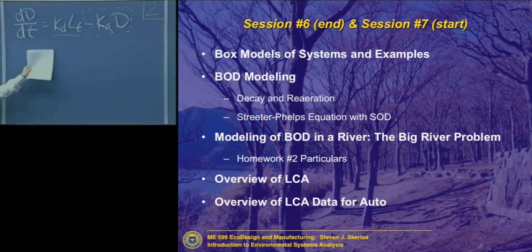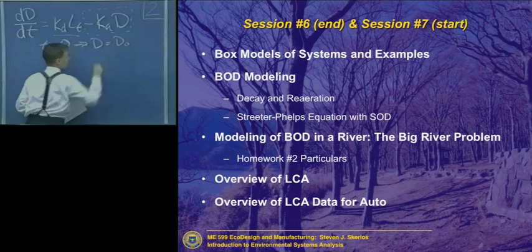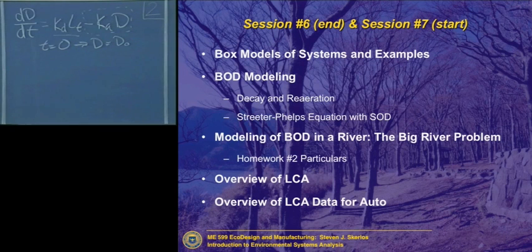Now, it's an ordinary differential equation. You need one boundary condition to solve it, and our boundary condition is at t equals 0. We're just going to say D equals D naught. And that's all we need to go, and we can solve the equation. You can look it up in a handbook just as well.